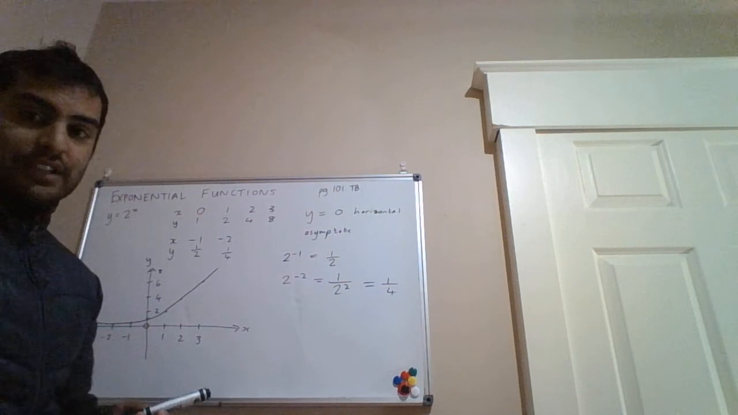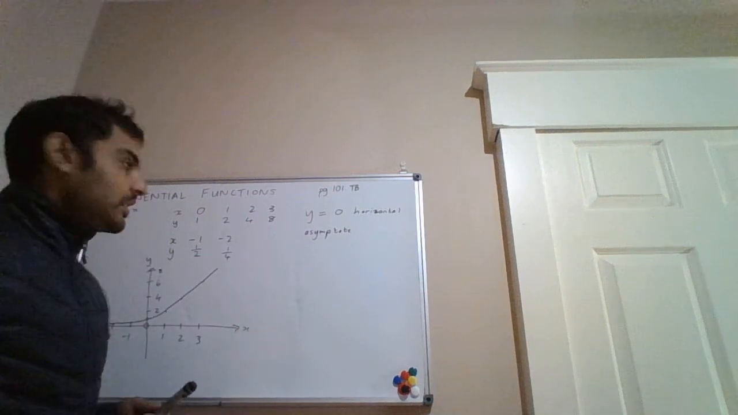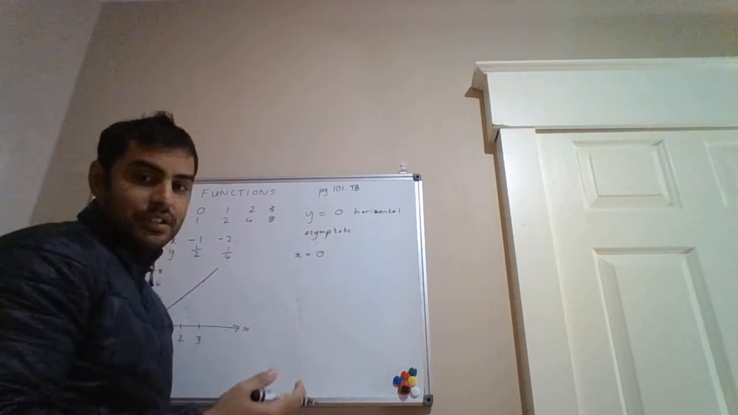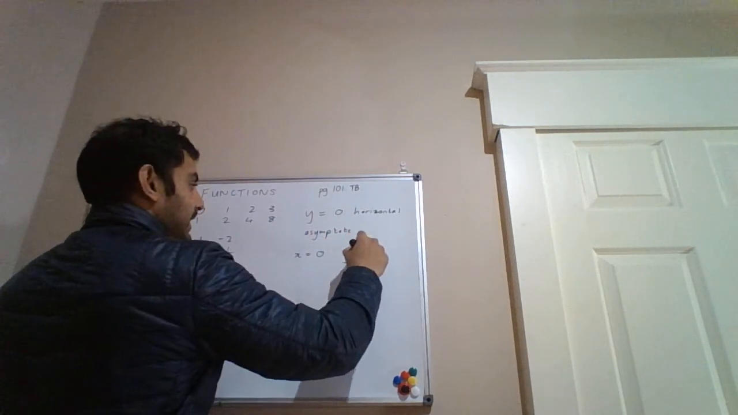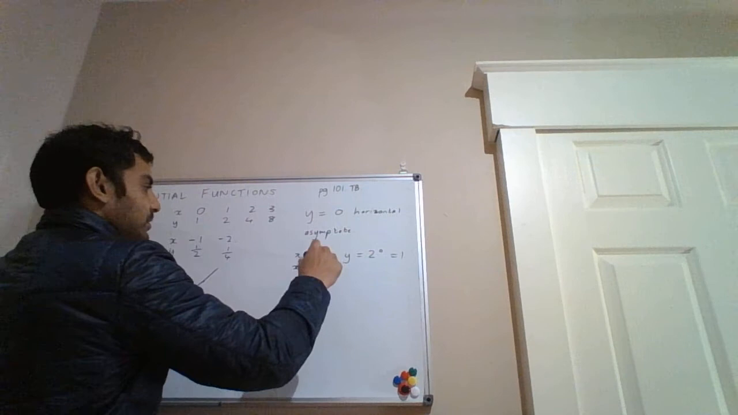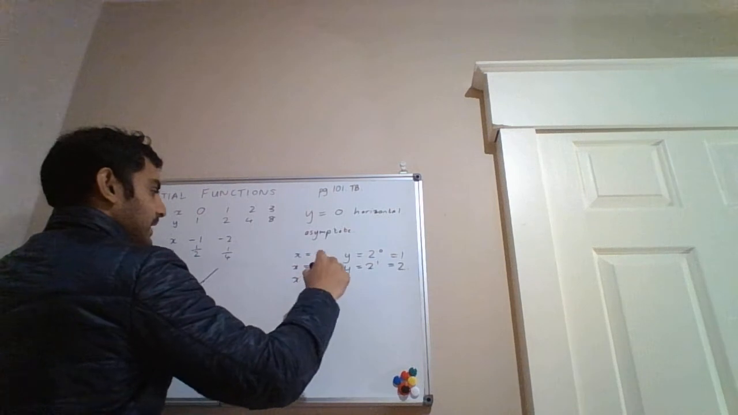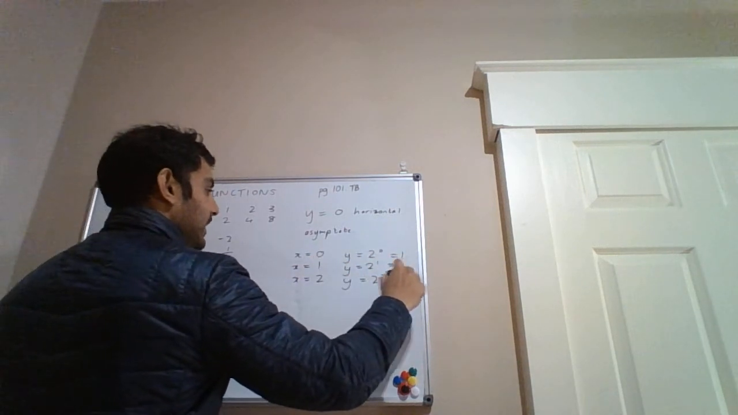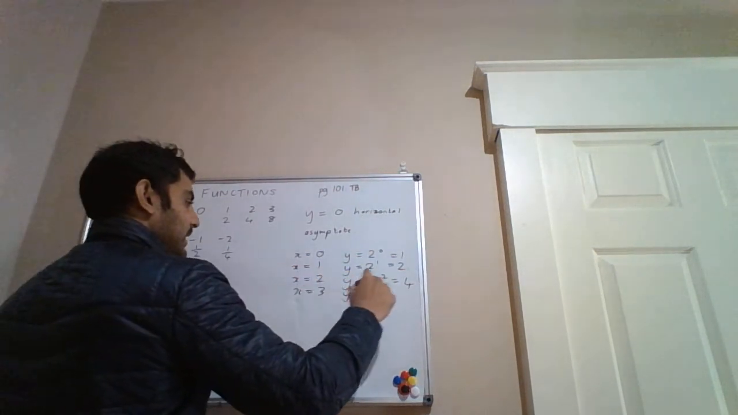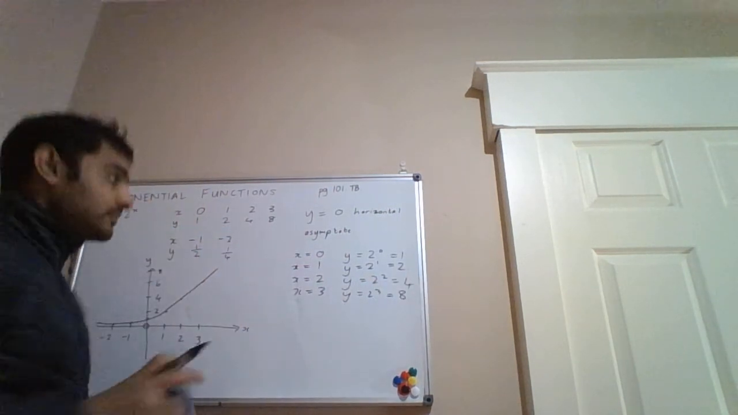So let's check some of the values. If x equals 0, we substitute this into our equation, y equals 2 to the power of 0, which is 1. If x equals 1, y equals 2 to the power of 1, which is 2. If x equals 2, y equals 2 to the power of 2, which is 4. And lastly, if x equals 3, y equals 2 to the power of 3, which is 8. So you can see these values correspond.